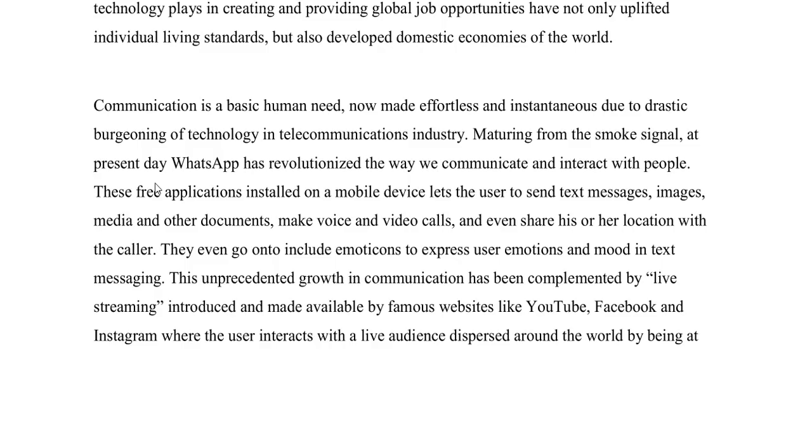Maturing from the smoke signal to the present day, WhatsApp has revolutionized the way we communicate and interact with people. He is relating to the evolution of the telecommunication sector. These free applications installed on a mobile device let the user send text messages, images, media and other documents, make voice and video calls, and even share his or her location with the caller.